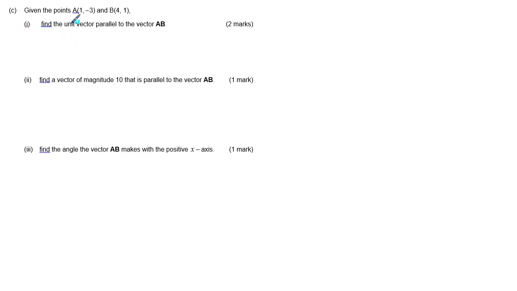Now we're given the points A (1, negative 3) and B (4, 1), and we want to find the unit vector parallel to the vector AB. Now to find AB, you can do b minus a, or just simply look at what you need to do to go from the point A to the point B. So doing it this way, we have (4, 1) take away (1, negative 3), so that gives us (3, 4).